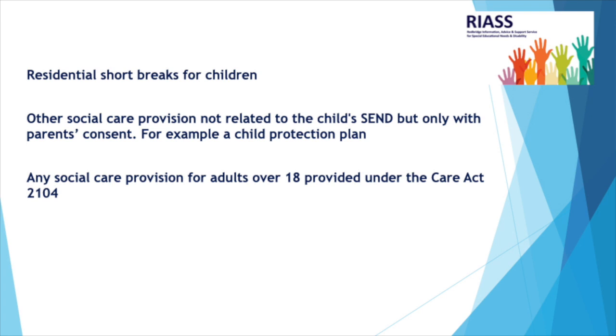Subsection H2 is any other social care provision. For example, this could include residential short breaks for children or other social care provision not related to the child or young person's SEN, but only with the parental consent. For example, a child protection plan. Or any social care provision for adults over the age of 18 which is being provided for by the Care Act 2014. Local authorities are required to seek advice and information about social care needs as part of the EHC needs assessment, but the request for a social care assessment can be made at any time.